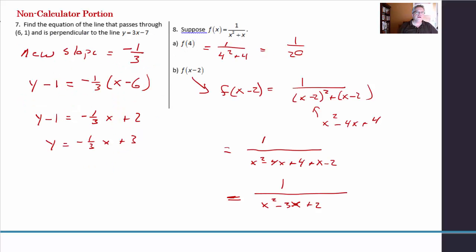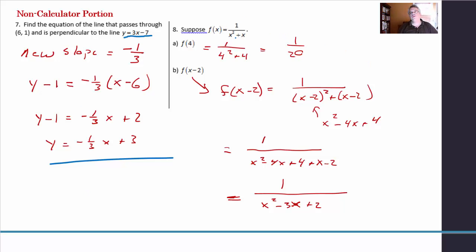Now we're ready for this. It says, find the equation of a line that passes through (6, 1) and is perpendicular to y equals 3x minus 7. Well, if it's perpendicular to this line, it must have the opposite reciprocal slope. That would be negative 1/3. Okay, so I use point-slope form. I just put in (6, 1) for x1 and y1, and negative 1/3 for the slope. That's what you get.